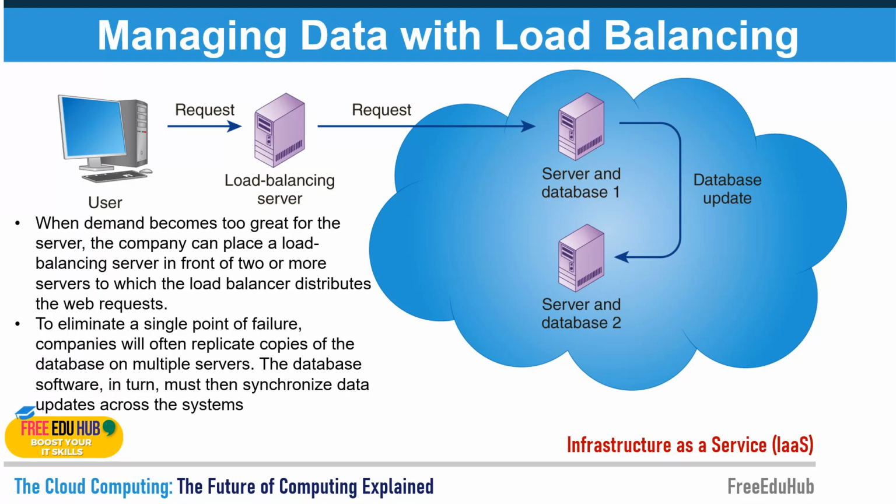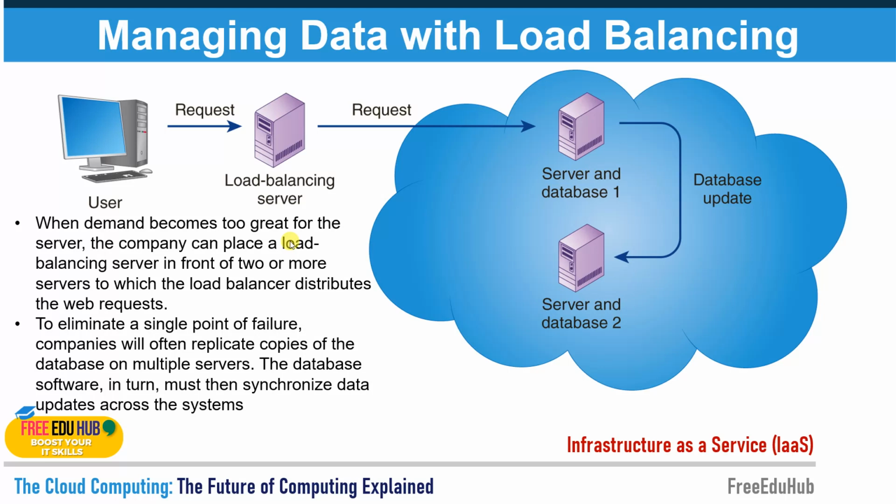Now here we are trying to understand managing the data with load balancing. A user is requesting something. It would go through a load balancer. The request would reach a server and a database, and then there is a second server and database. So there are multiple kinds of backups that you can maintain, where a database update is constantly maintained on another server for the primary server where the data is going.